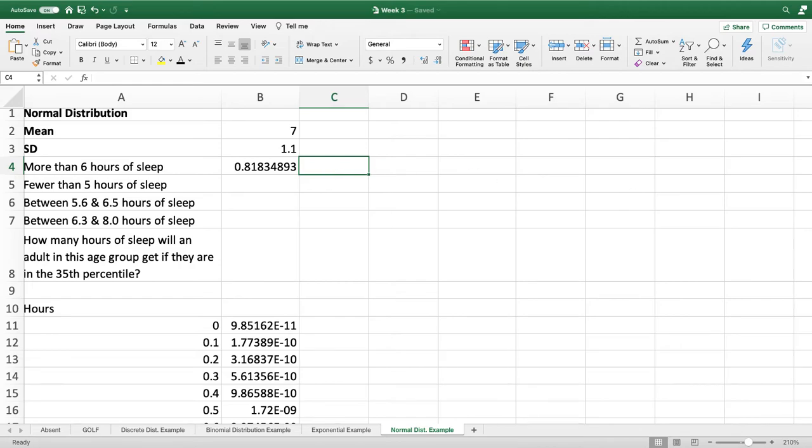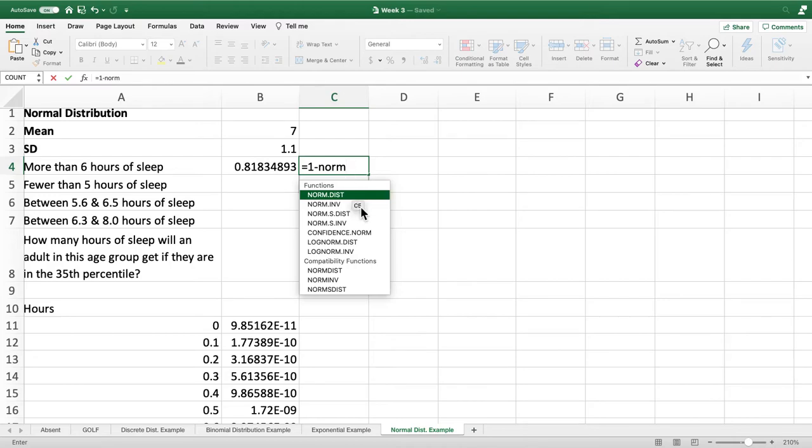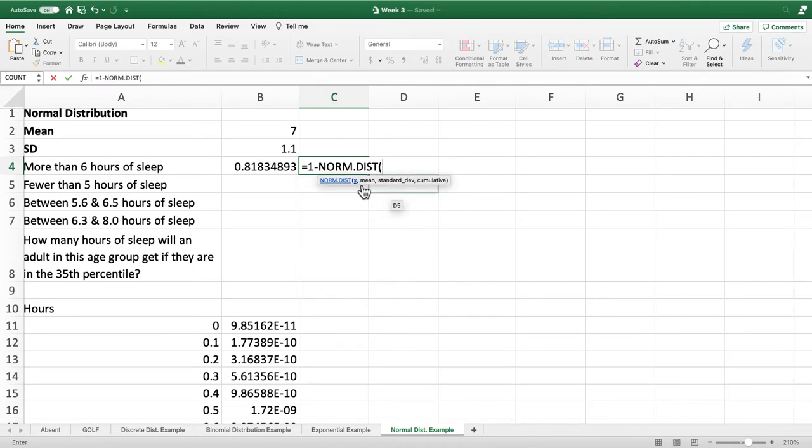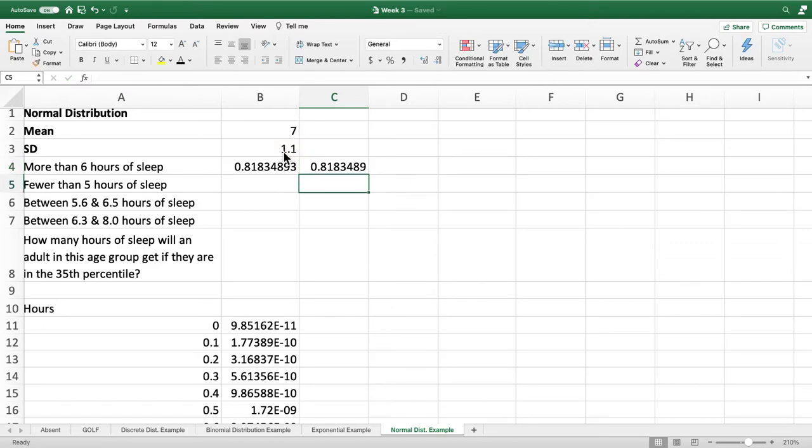We can also find that by using our normal distribution function if you don't want to make a table. To do that, we're going to type equals and then 1, because we're still subtracting, and then we have to do our normal distribution function, where here my x is going to be 6, and then we've got our mean and our standard deviation and true, because again, we want that cumulative number. And we get the same answer.